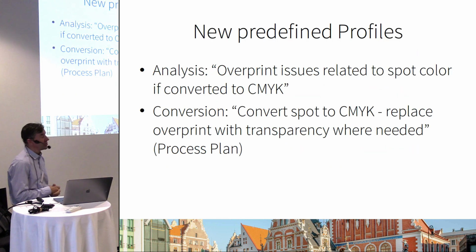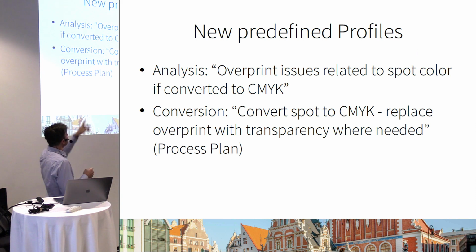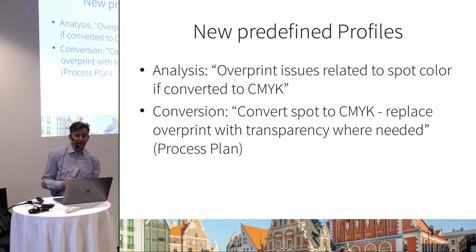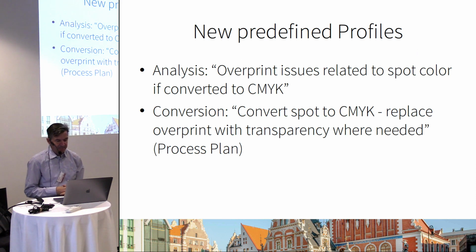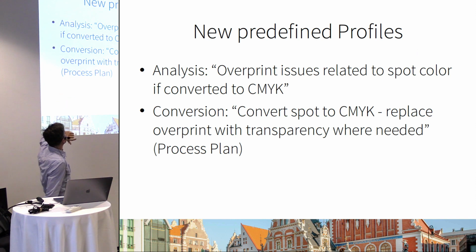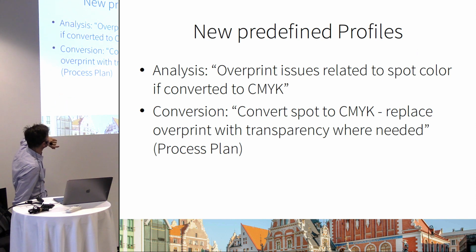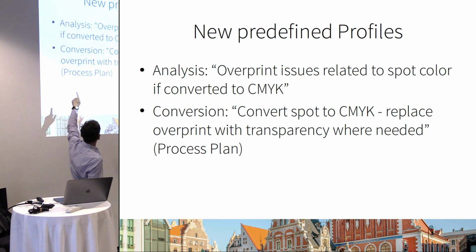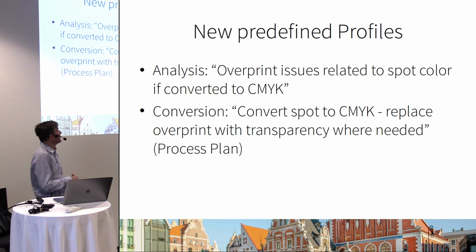There is a new predefined profile which is called overprint issues related to spot color if converted to CMYK. It's a long name, but it does what it says. There are two profiles. For analysis, we've got the one that I've just named, and then there is a process plan, convert spot to CMYK, replace overprint with transparency where needed, and both do what they say.